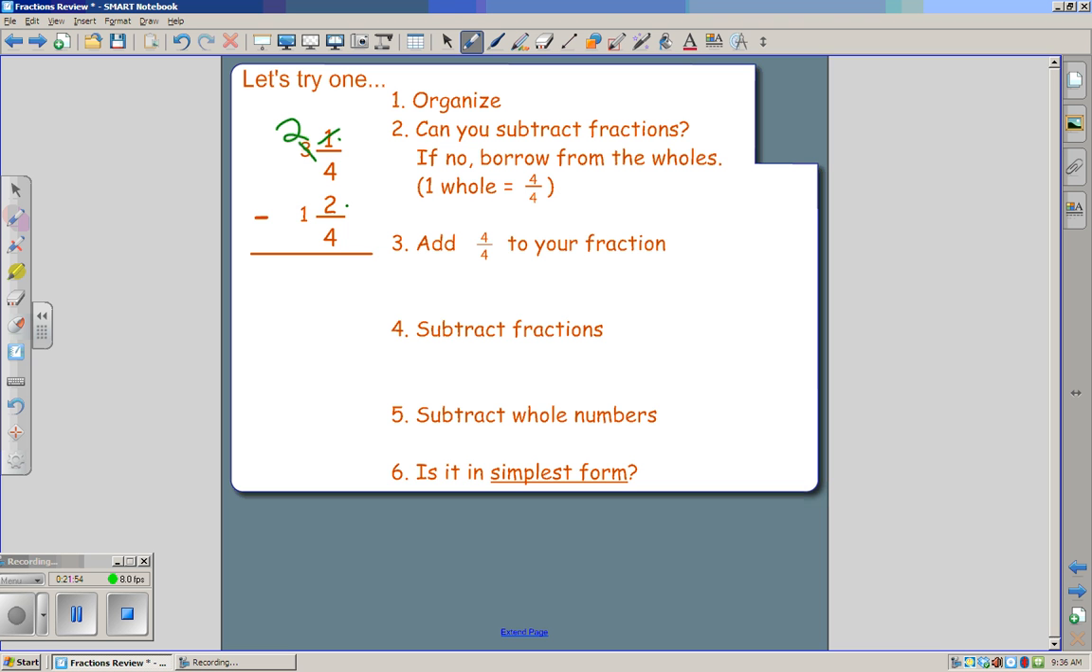It turns into a 5. I have to add the denominator. Since I took away one whole one, I have to add 4 parts to the 1, which gives me 5. 5 minus 2 is 3. 2 minus 1 is 1. That is in simplest form. There you go.